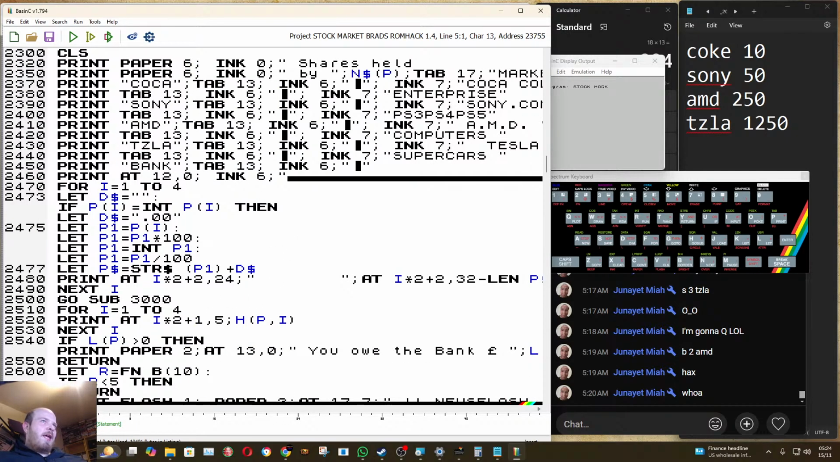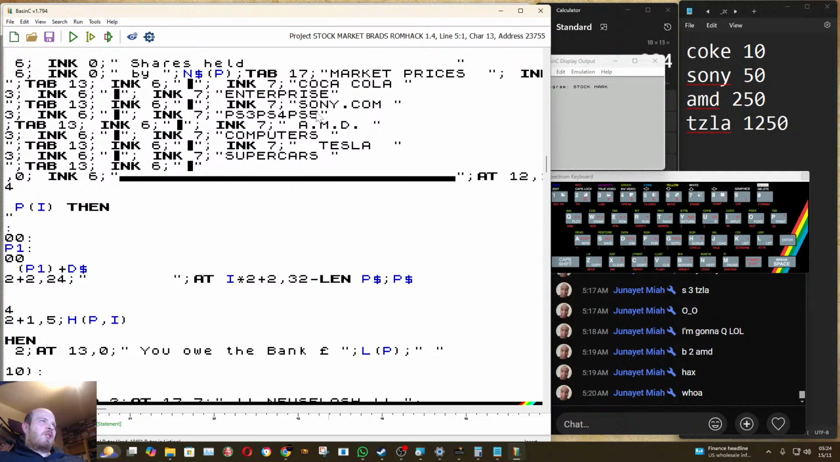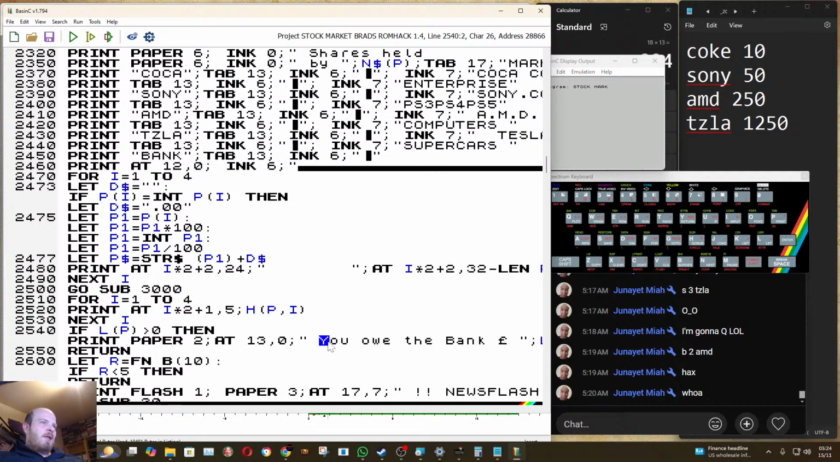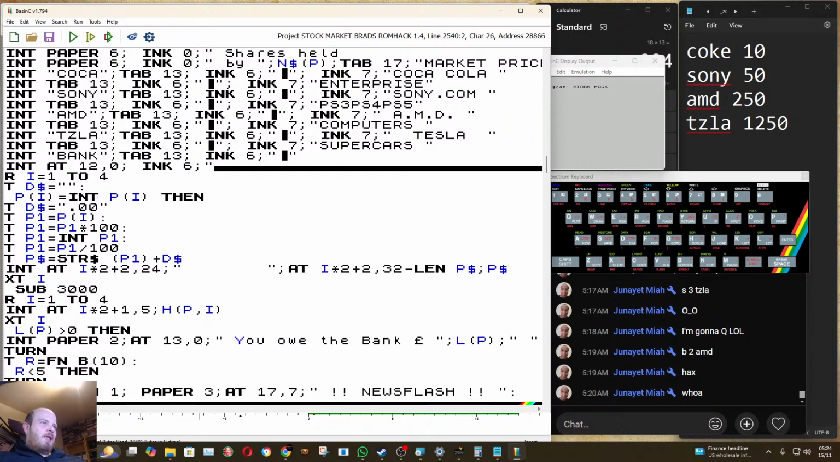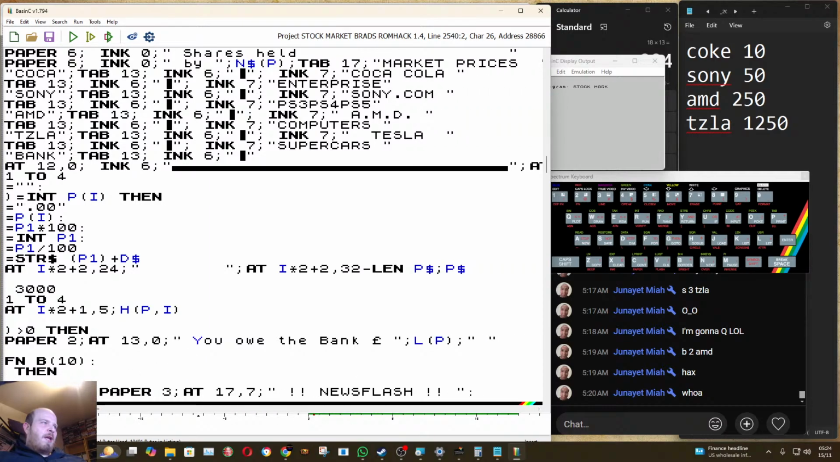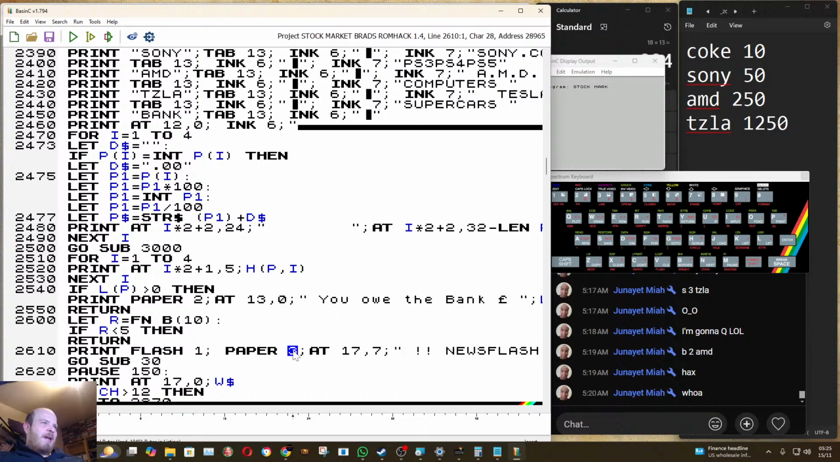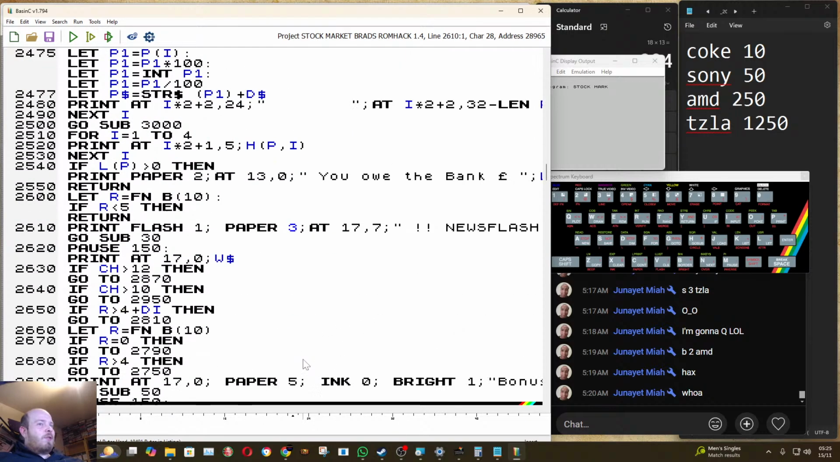Right. So you see here where I put Sony.com, etc., AMD, etc., Tesla. And then here is you owe the bank. Right? This news flash where you have flash 1, paper 3 at 17,7. Now the at is the location on the screen, right? So we could actually have paper something different and have it a different color if we wanted to, right?